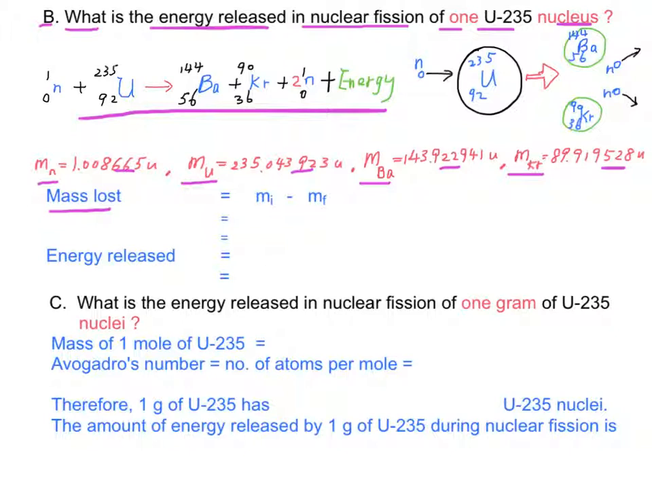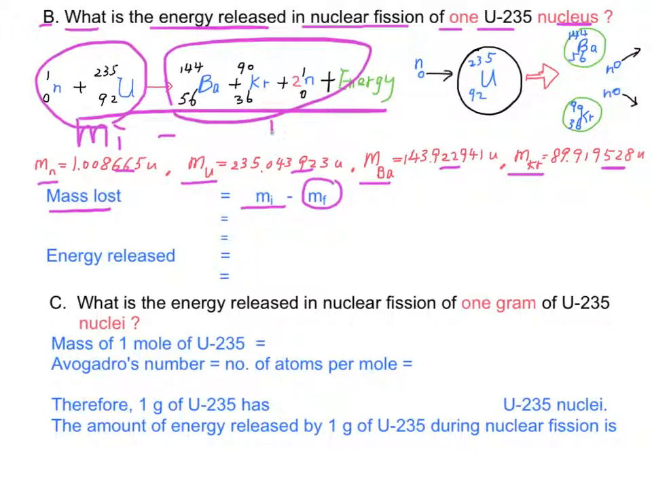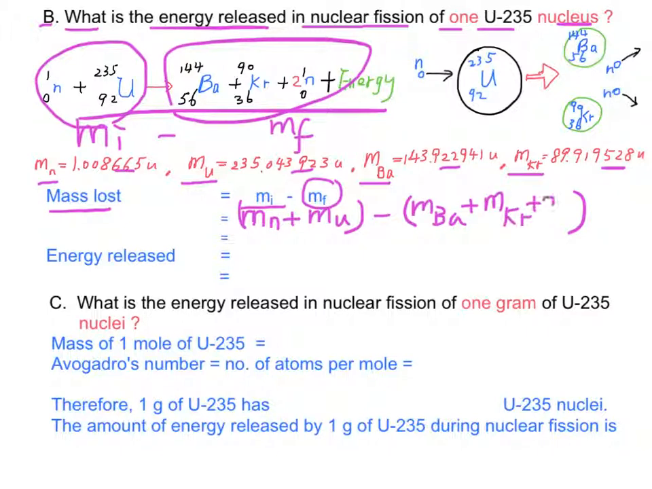The mass loss during fission is the initial mass Mi minus the final mass Mf, which is equal to the mass of a neutron plus the mass of uranium minus the mass of barium, the mass of krypton, and the mass of 2 neutrons, which is equal to 0.192789 U.